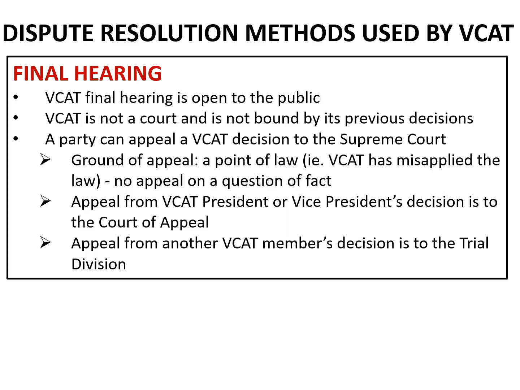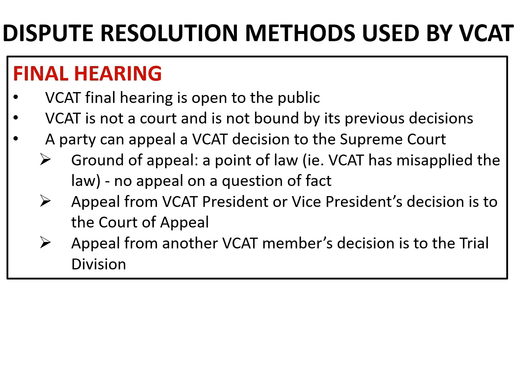However, where the VCAT decision is made by another VCAT member, that is, it's not made by the VCAT president or a VCAT vice president, then the decision can be appealed to the trial division, where it will be reviewed by just 1 Supreme Court judge.